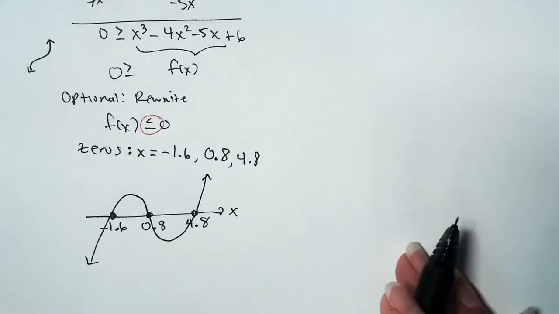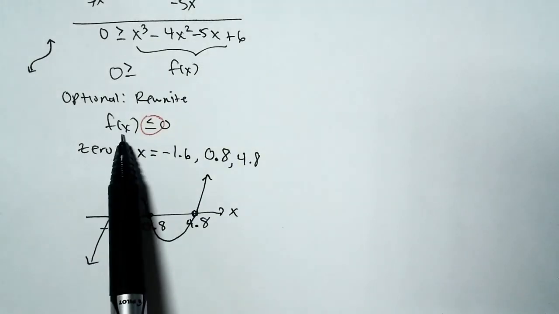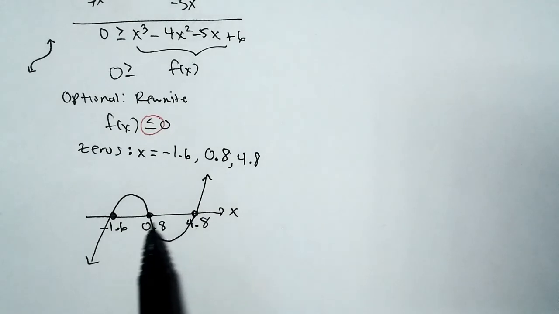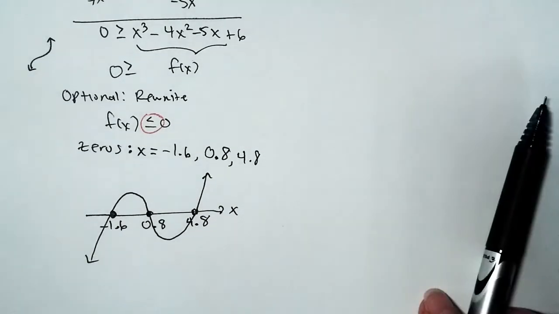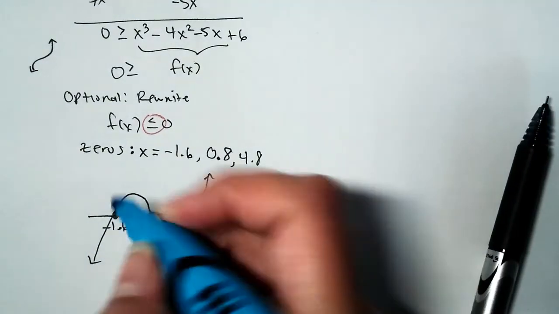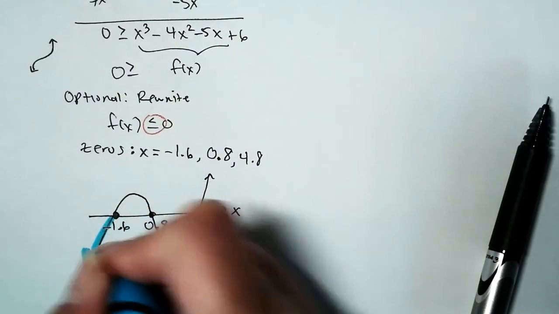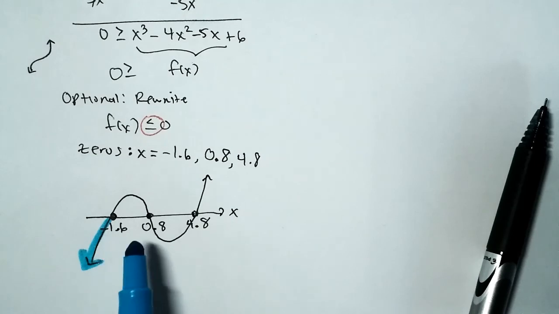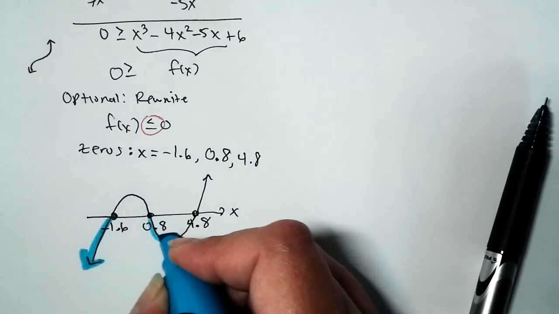So to answer the question, where is the function less than or equal to 0? So where is it negative? So that's going to be below the x-axis. So let me highlight. So the function is going to be less than or equal to 0 for values that are less than negative 1.6 and for values that are between 0.8 and 4.8.